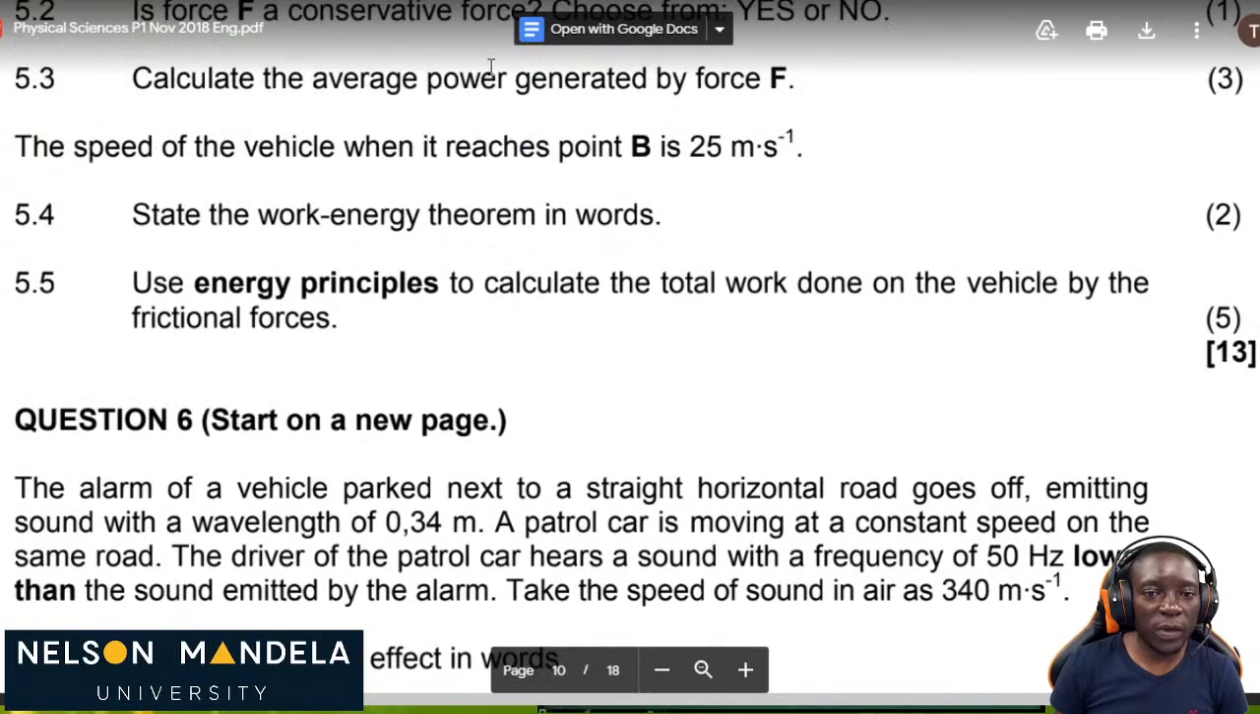The speed of the vehicle when it reaches point B is 25 meters per second. State the work energy theorem.